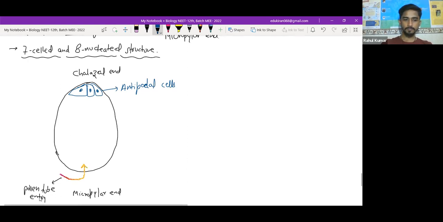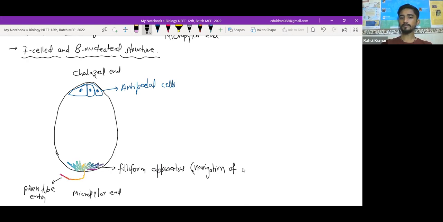And then towards where the pollen tube enters, there are structures like this, which are called the filiform apparatus. They are not cells, but they are called the filiform apparatus. They help in navigation of the pollen tube. What do we mean by navigation of pollen tube? They tell the pollen tube where the egg cell is. And where is the egg cell exactly?